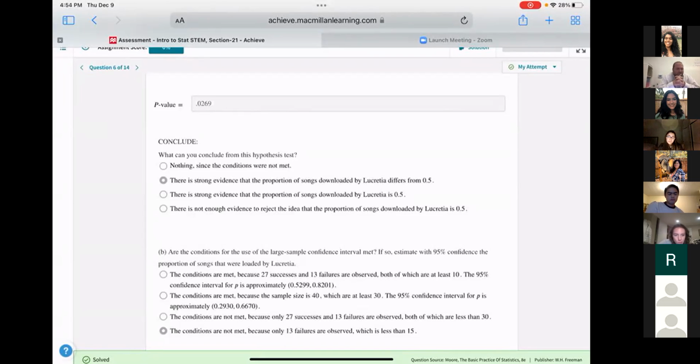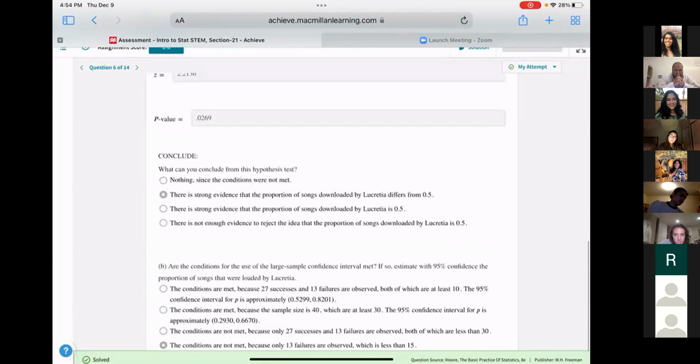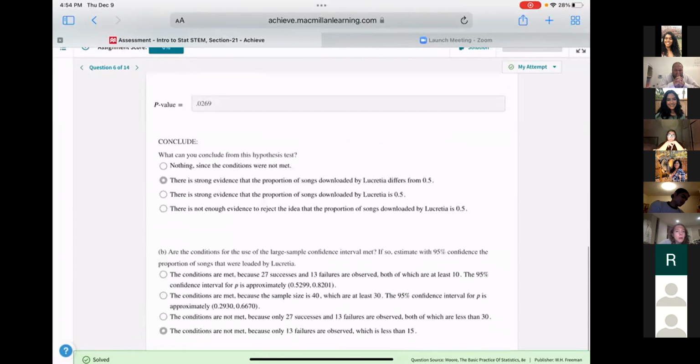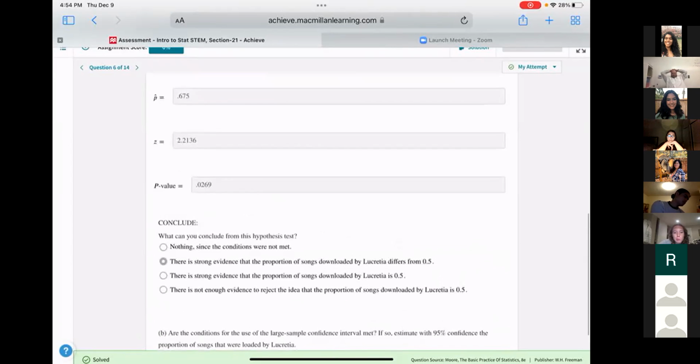Yeah, that's interesting because I felt it was always 10. So that's why I thought maybe when you do a hypothesis test, it is 10, but when you do a confidence interval, it has to be at least 15. That's why I got confused.